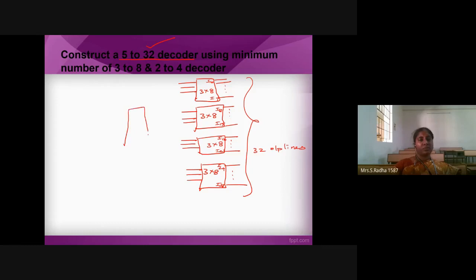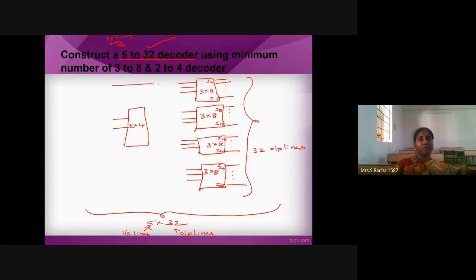If you use a 2 by 4 decoder, it has 2 input lines. But if you see the output, the overall input lines are 5 in number. Now this entire diagram should be 5 by 32, where 5 is the overall number of input lines and 32 is the overall number of output lines. The output lines are satisfied, we got it.